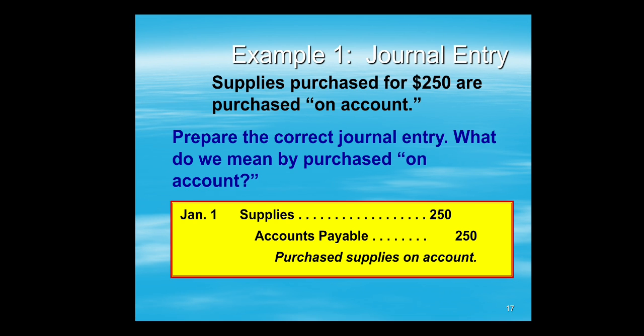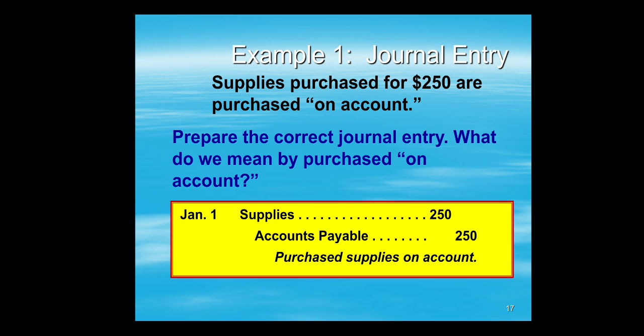So the effect of this transaction is asset. The name of the asset is supplies, increase. The second effect is liability, which is the account payable, also increase. The amount is $250. So how to record that in general journal?